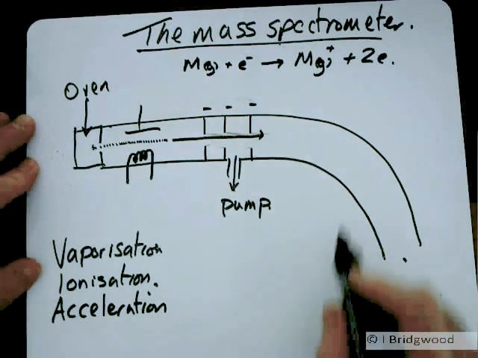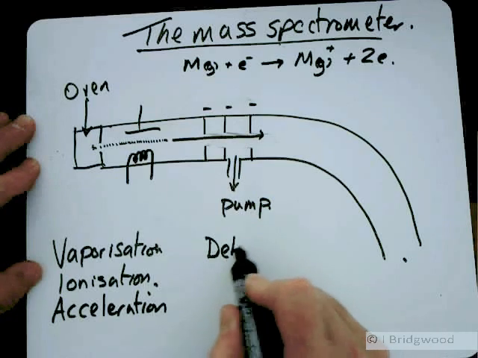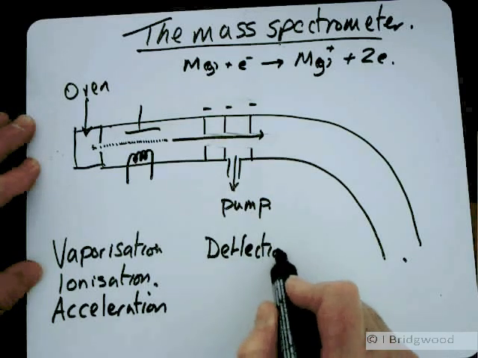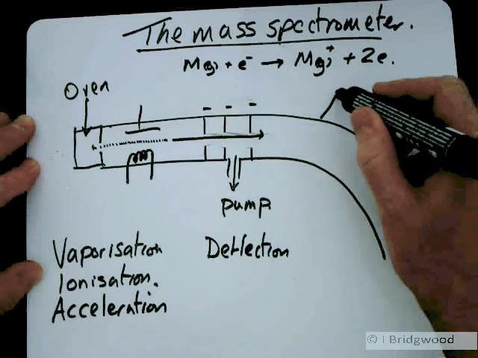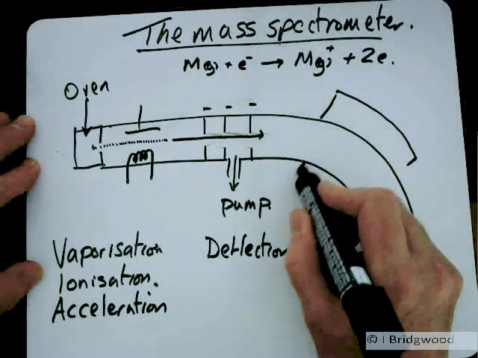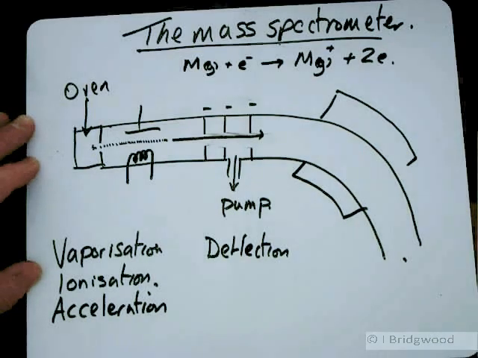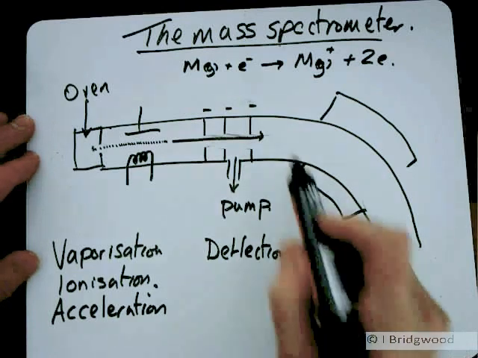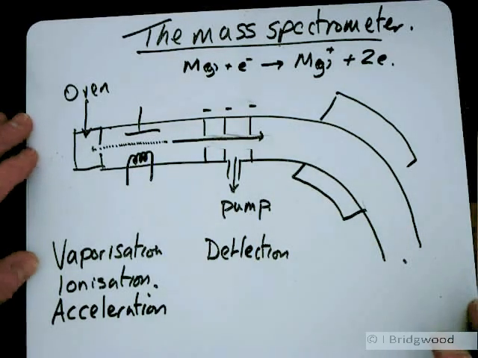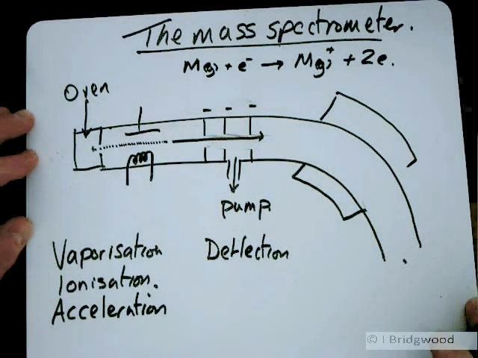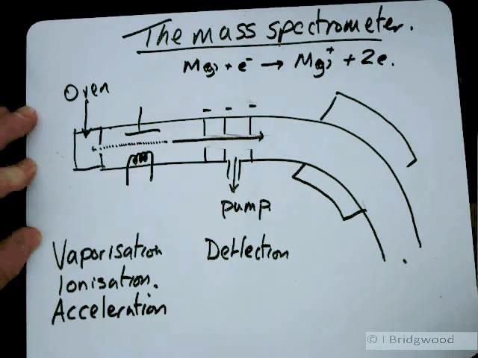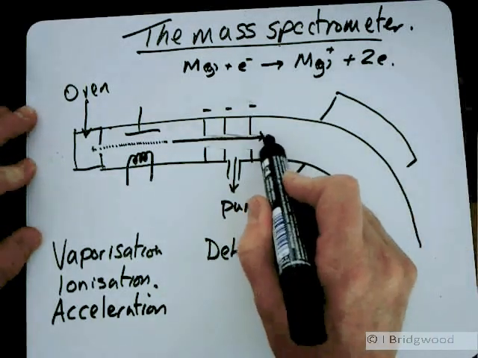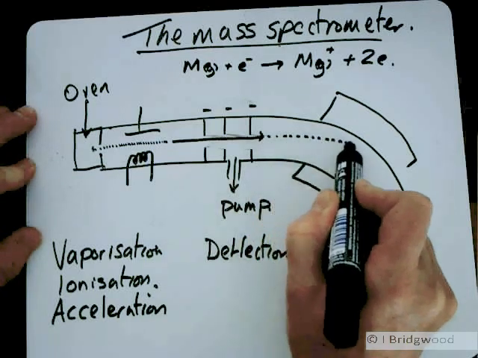Next step is deflection. We use a strong electromagnet that produces a variable magnetic field to enable our particles to be deflected. The degree of deflection will depend upon the mass and the charge of our particles, or the mass to charge ratio. So if our particles have a big mass and a small charge, heavy, they may not be deflected very much and hit the wall.